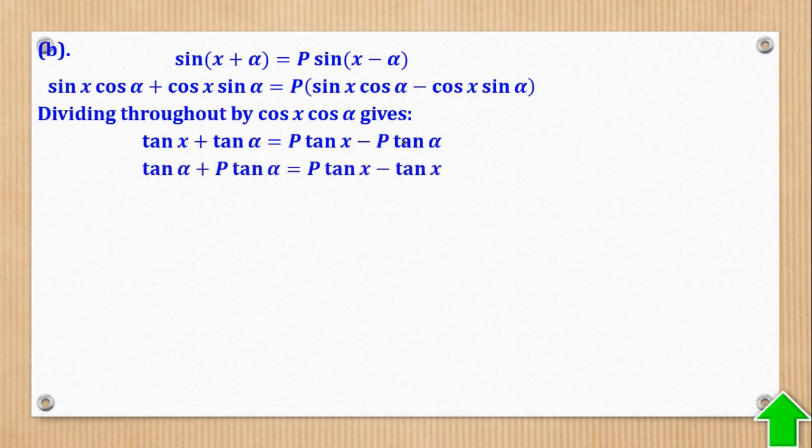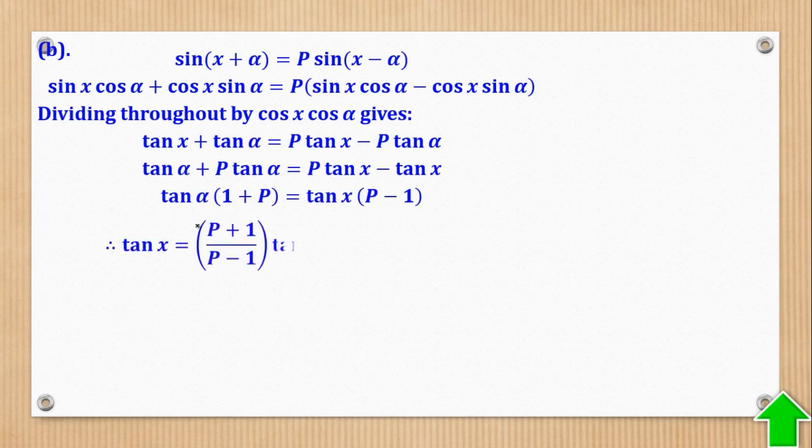Then collect like terms, take this on this side and bring this on this side to come up with this. Tan alpha is common on the left hand side, so factorize it out. Even here, tan x is common, factorize it out. So in the question, they want you to make tan x the subject, so bring this on this side to come up with this, and that was the required expression.